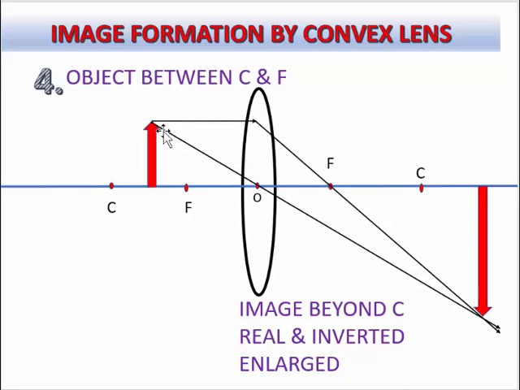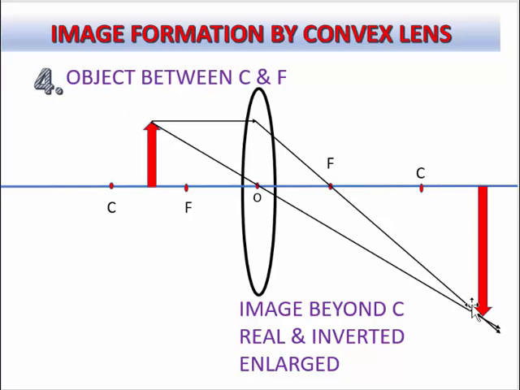However, the second light ray will pass through the optical center. These two light rays meet at a point which is beyond the center of curvature on the other side. So again, we find the size of the image further increasing. The size is enlarged now. The image is inverted as well as it is real, and it is formed beyond C.